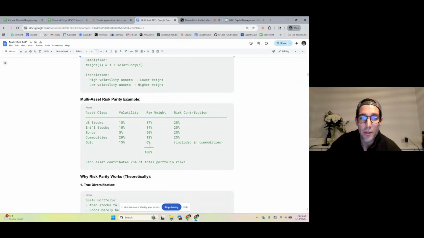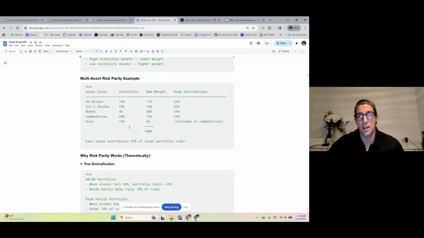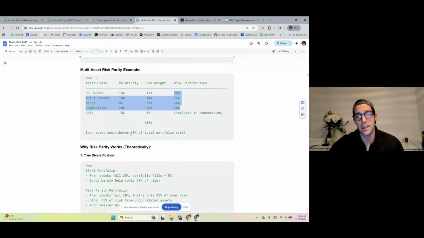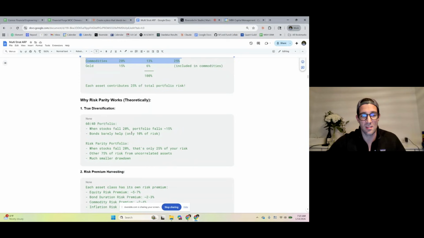And then here's a multi-asset approach where you look at US stocks, international stocks, bonds, commodities, and gold. You can see their raw weight and then their risk contribution is the same. Each asset has 25% of risk. So you need a crash scenario to get burned by everything. Why does this work theoretically?